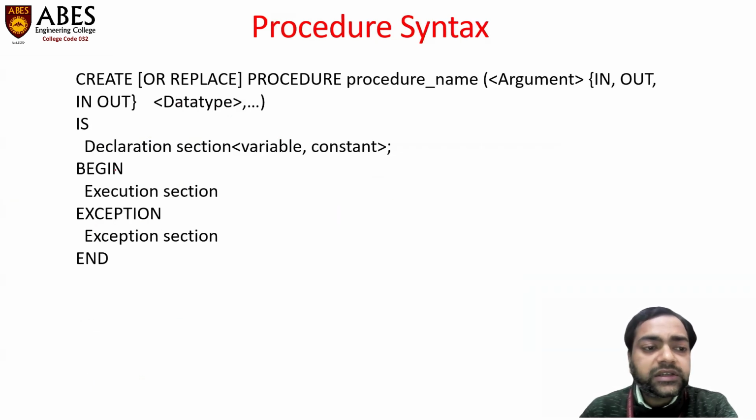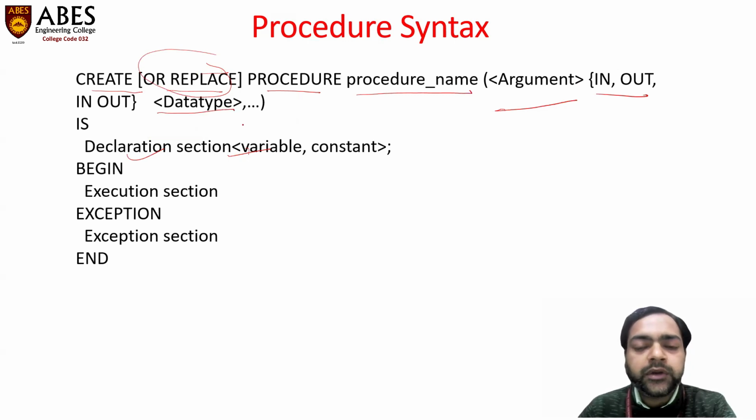Now, let us discuss the syntax of this procedure. Basically, this will be the syntax. First of all, we use CREATE OR REPLACE. This means that if a procedure has already been created, it will replace that. Otherwise, it will create a new procedure. Then we write CREATE PROCEDURE and provide the procedure name. Next we provide the argument, and after that the parameter type, which can be IN type, OUT type, or IN OUT type. After that, we provide the data type, just like when we pass a parameter to a function.